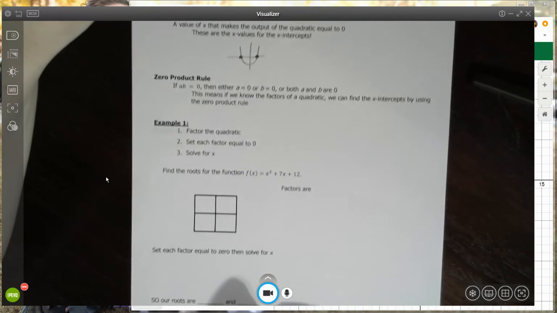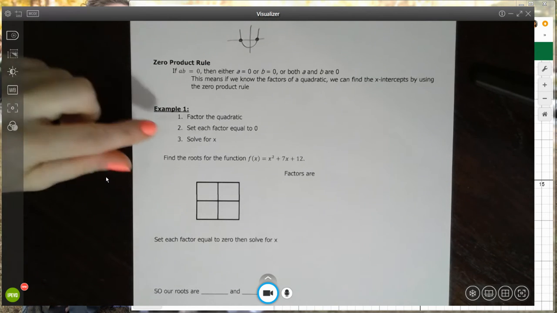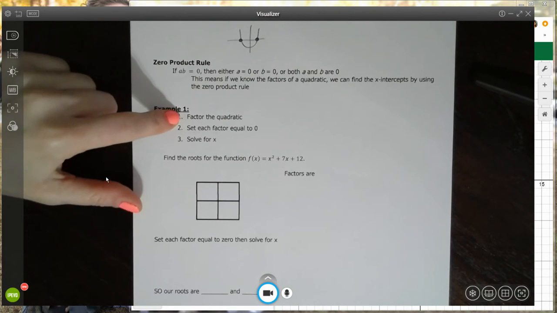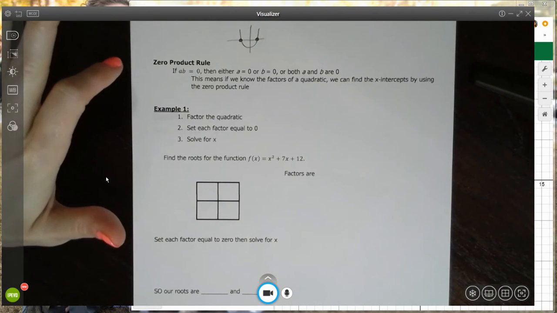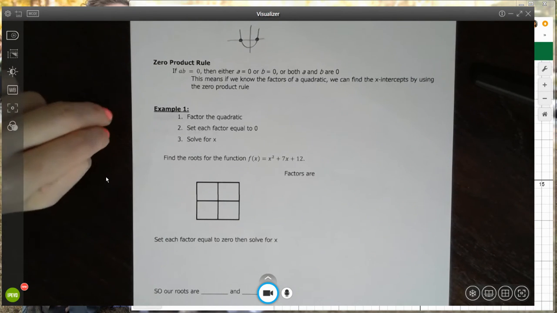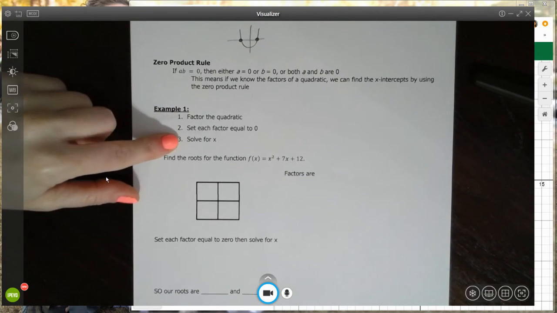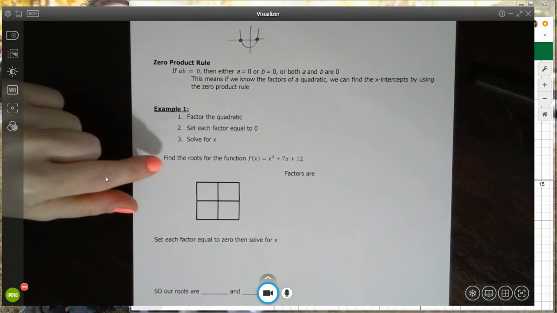So we have a couple examples we're going to work through together. The first thing we have to do is factor our quadratic. Everything we've done so far in factoring comes into play. I still have to look for a greatest common factor. I still have to look at if it's a perfect square or not. Everything we've done up to this point, levels 1 and 2, both apply. After I do that, I'm going to walk you through steps 2 and 3 so that you understand what I mean by steps 2 and 3.